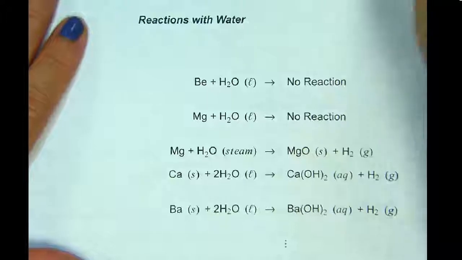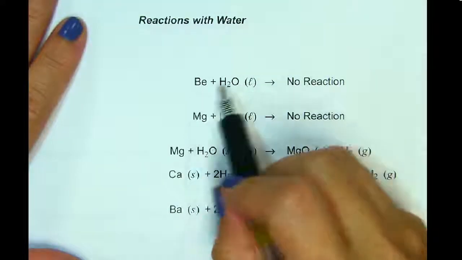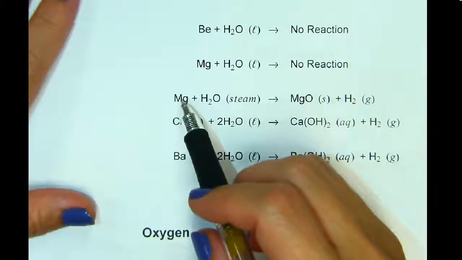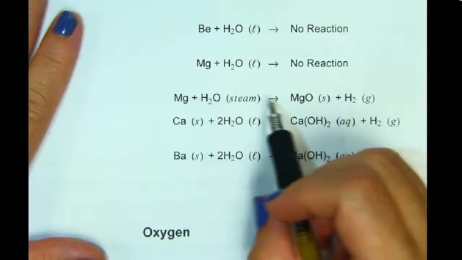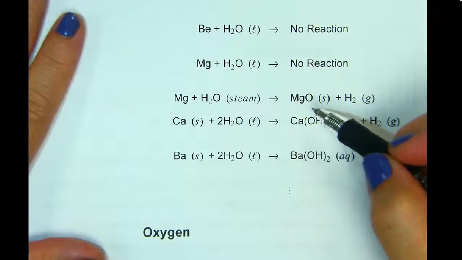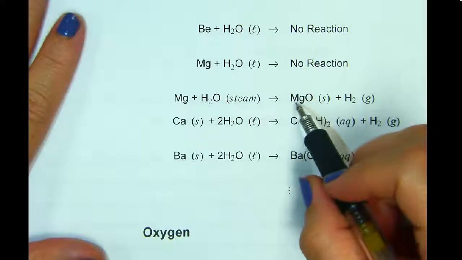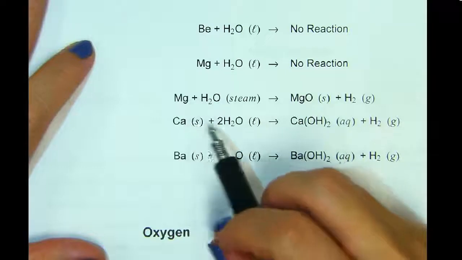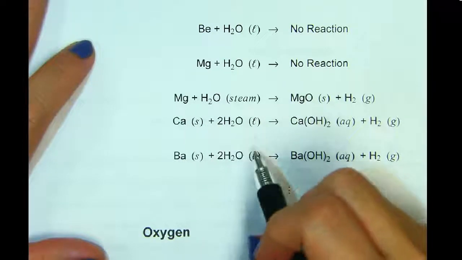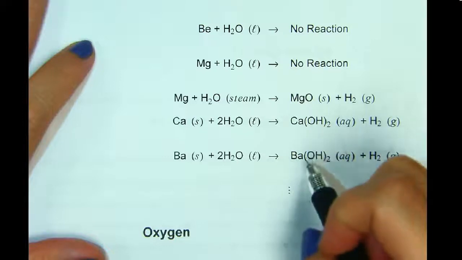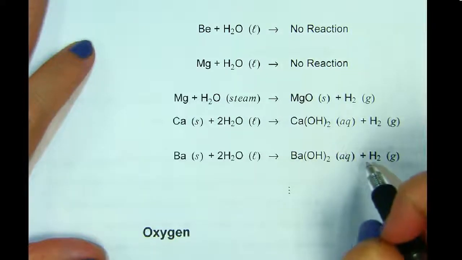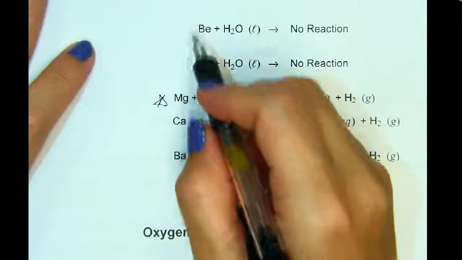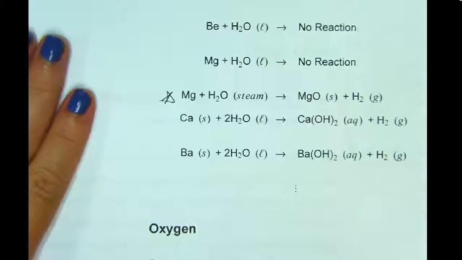Reactions with water. An alkaline earth metal and water: beryllium and magnesium will not react with water, but magnesium reacts with steam, and that's going to give you not magnesium hydroxide as you would expect, but magnesium oxide and hydrogen gas. And then when you have calcium in water or barium in water as a liquid, you're going to get the metal hydroxide and the hydrogen gas, just like we did with the alkali metals. So this is really one of the only outliers, other than realizing that these two won't actually react at all.